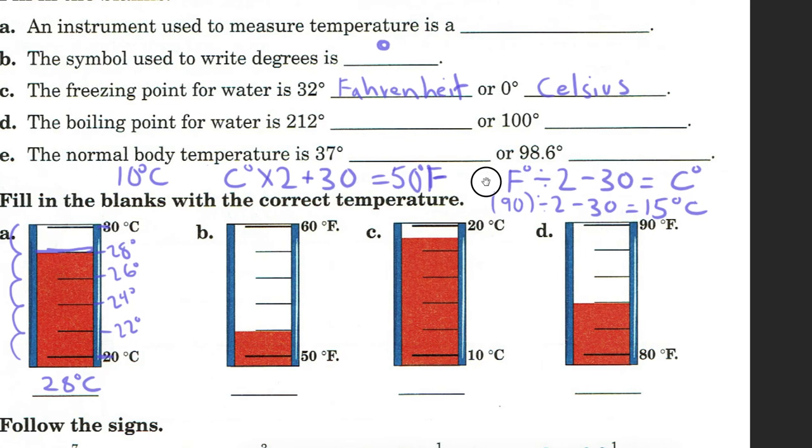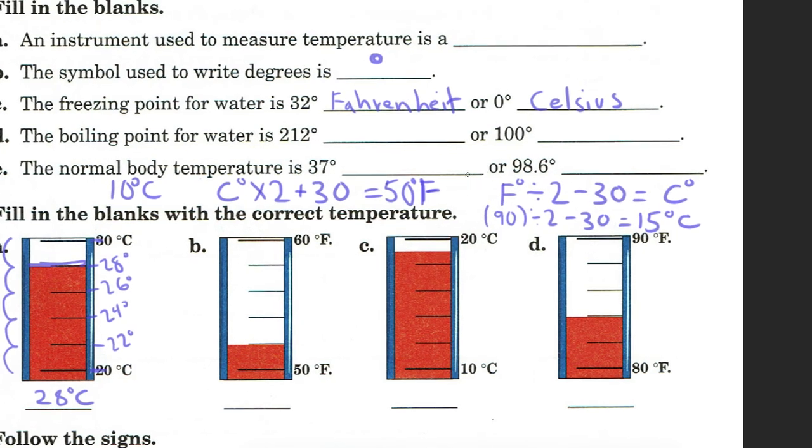So you don't need to know this for this work page, but I think it's just something really handy to know if you ever go to a different country and they tell you the temperature in Celsius. This would be a quick way for you to figure out what the temperature is in Fahrenheit. So just times it by 2 and add 30, and it'll give you a good estimate of what the temperature is in Fahrenheit.